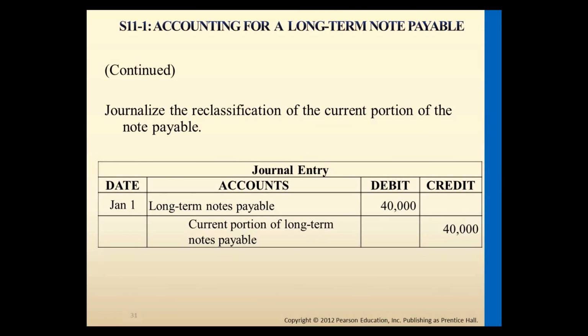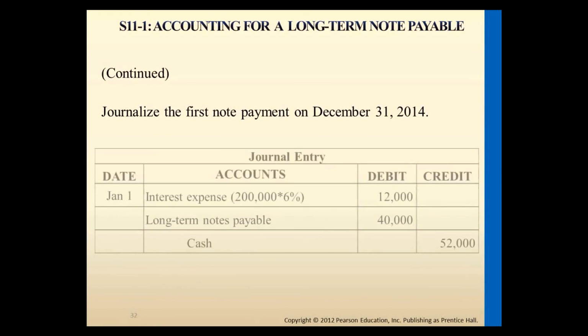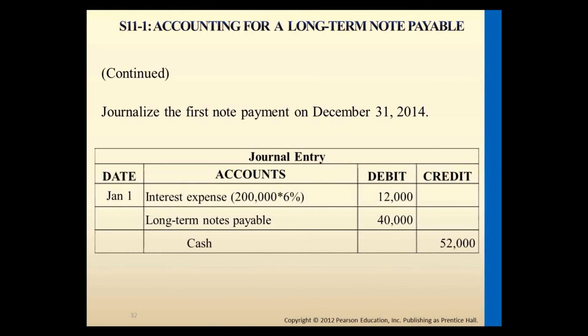So in the last year we'll be reducing current portion. But before the last year, every year's yearly payment entry would just look like this. This entry applies to first year end, second year end, third year end, fourth year end. Every single year it looks exactly like this: long-term notes payable reduced $40,000, interest expense $12,000.